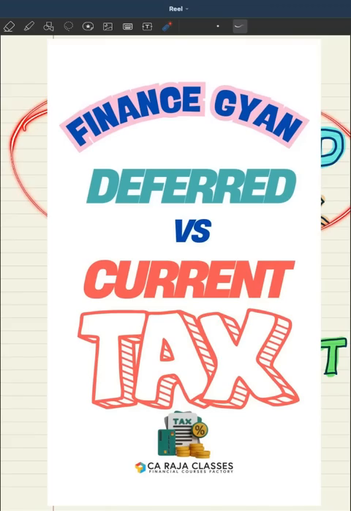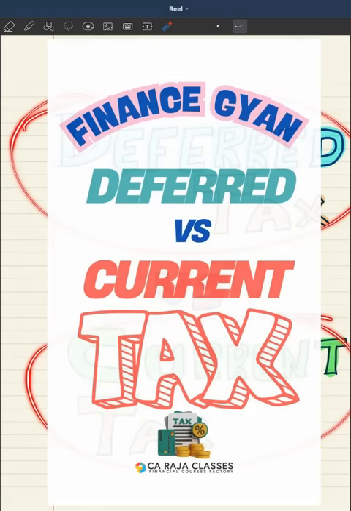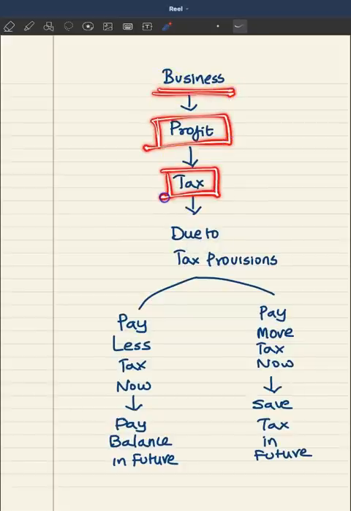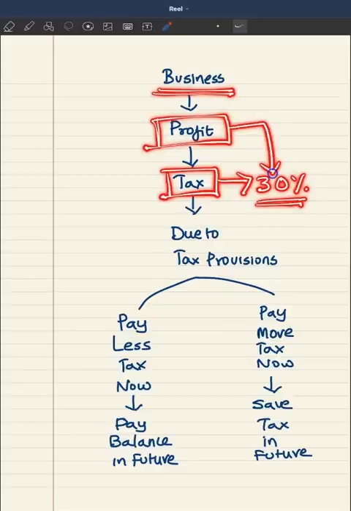What is the difference between deferred tax and current tax? Let us understand. Whenever a business makes profit, it is also supposed to pay taxes. Let's say the prevailing tax rate for some understanding purpose is 30%. So we tend to think that whenever a business makes profit, it will pay 30% of the profit as its taxes. But in reality, it may be different because of tax provisions.